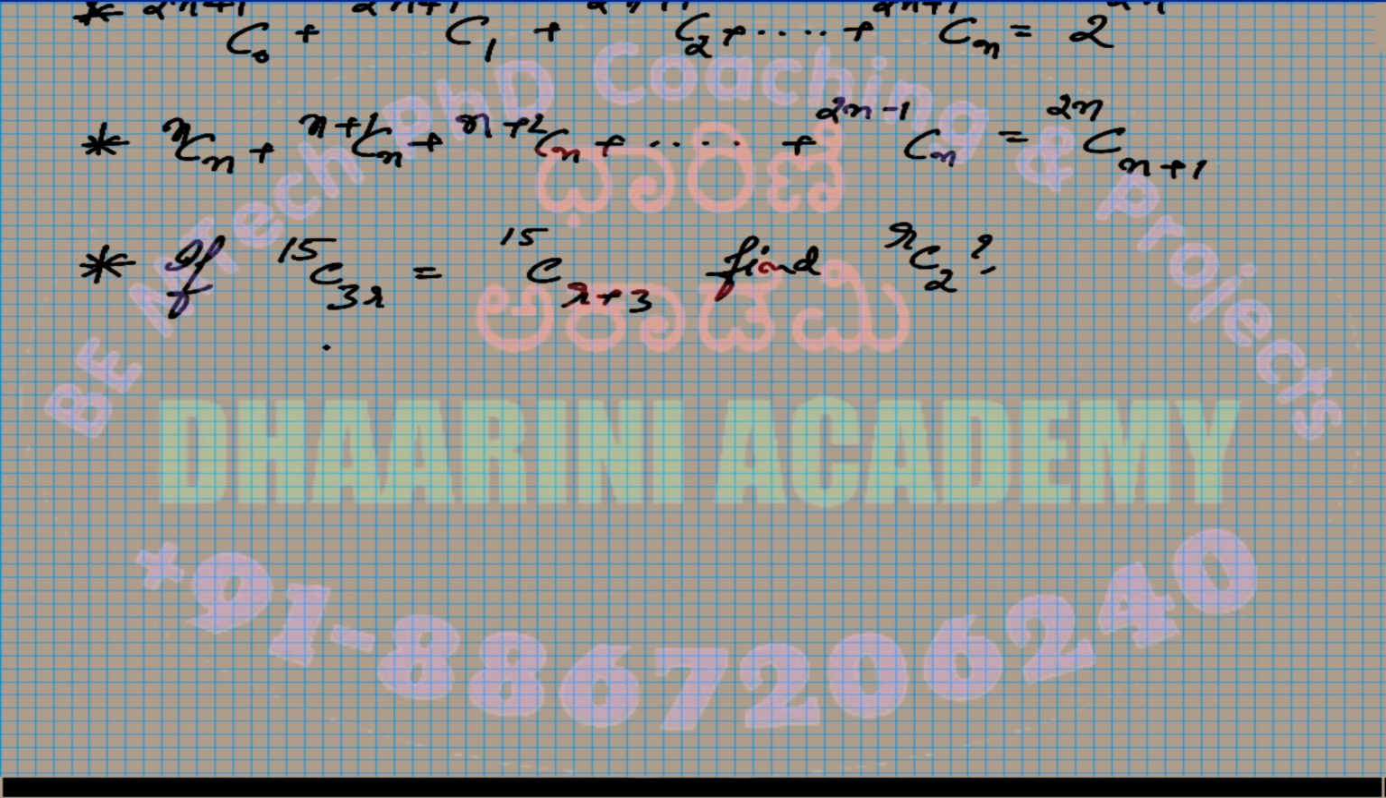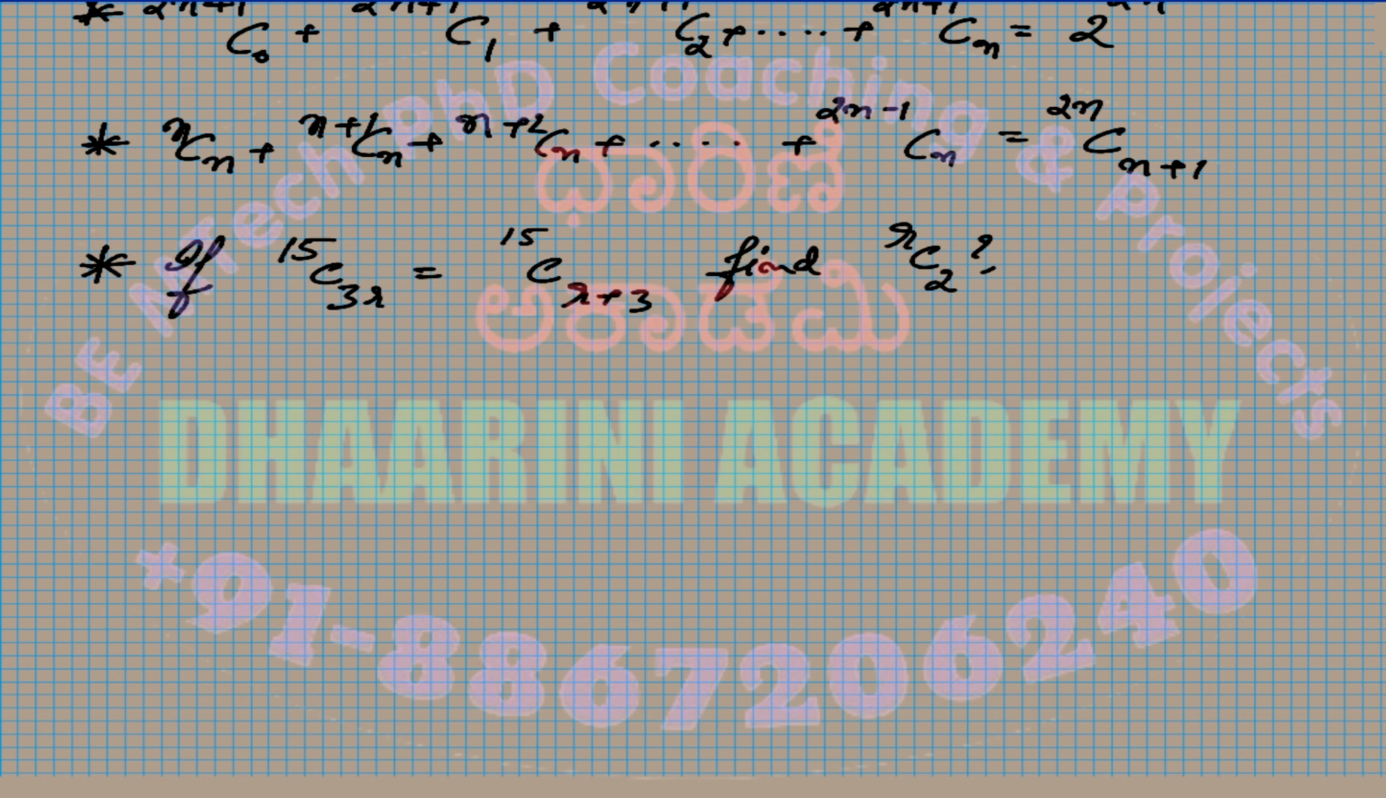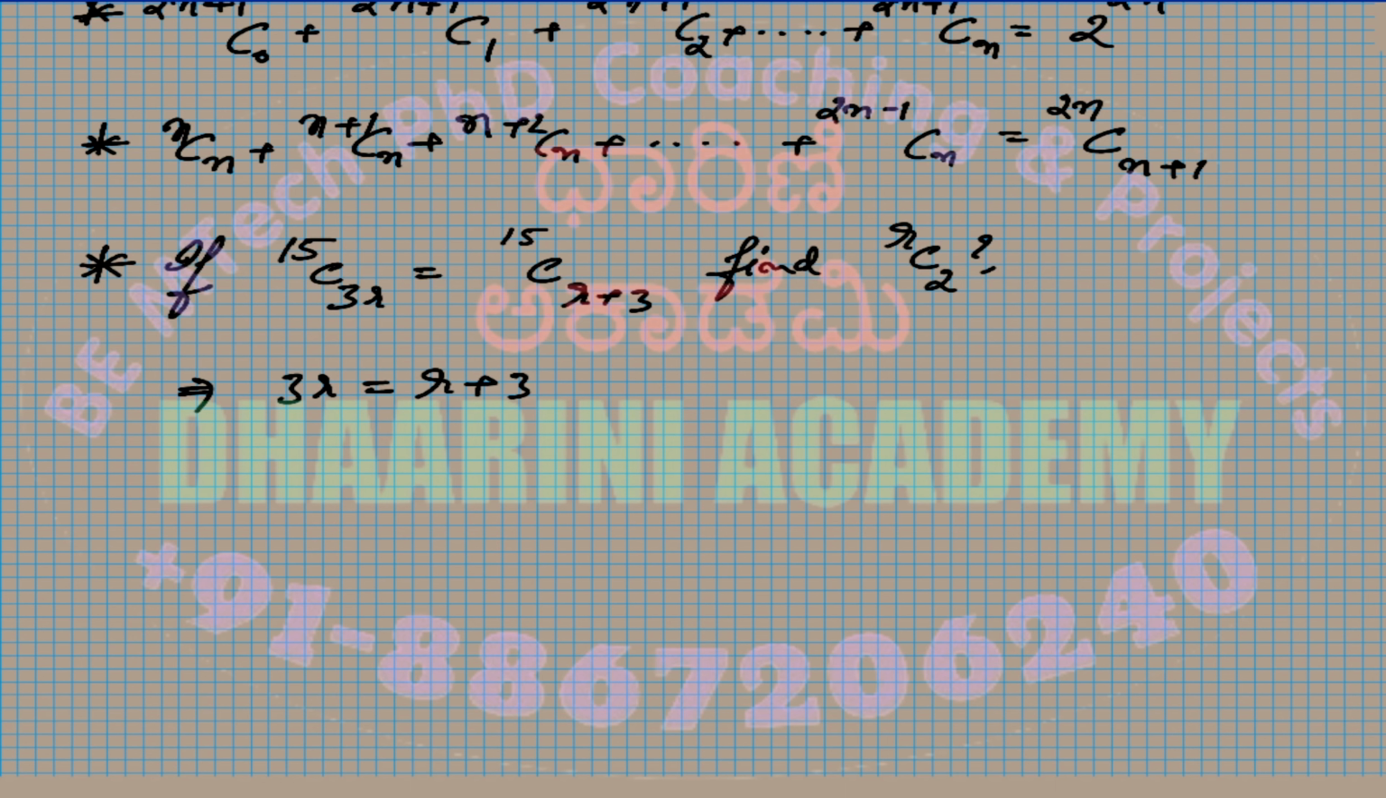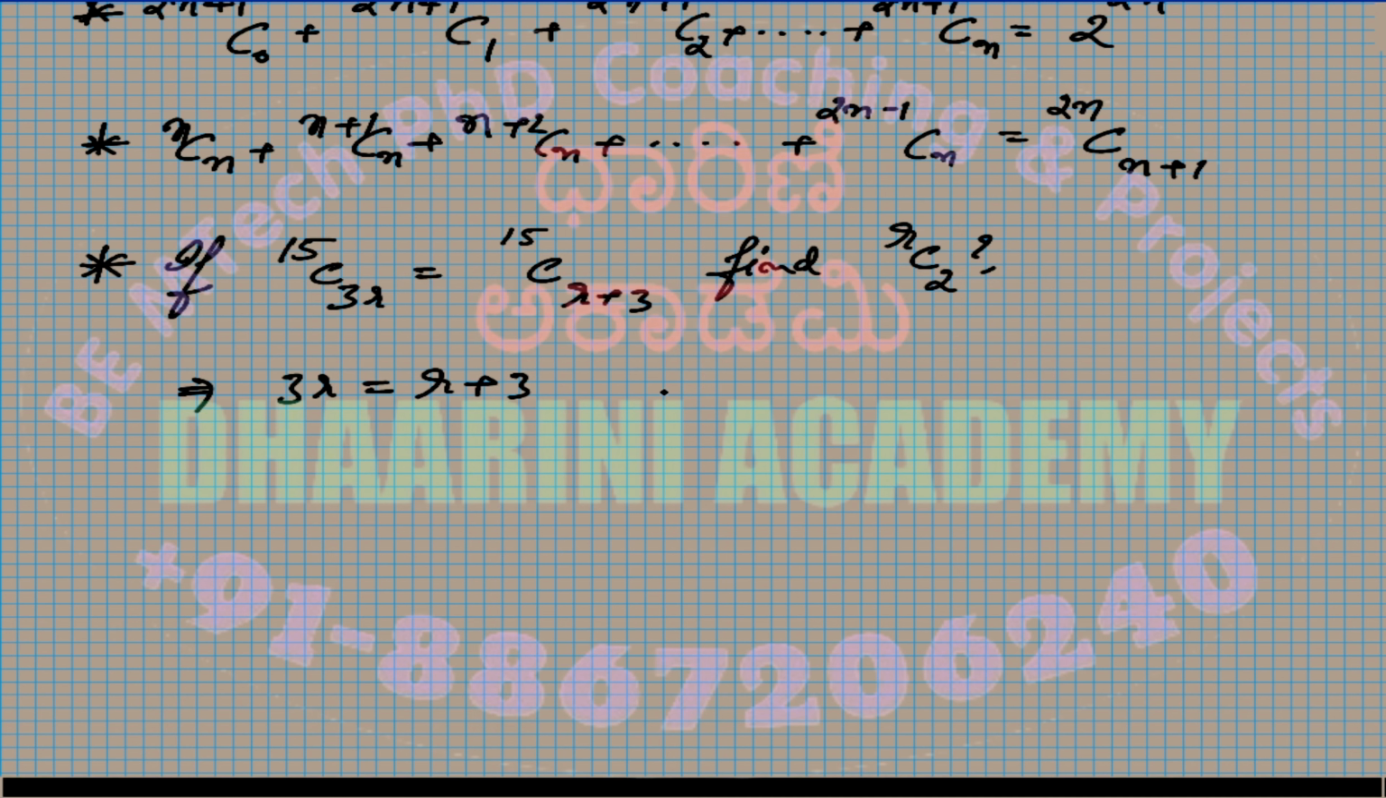So from the given equation, in both the cases they should match, because 15 is common over there. So this basically implies that 3r is equal to r plus 3. So we have two conditions. Either this has to be the same, or the other condition from the property, that either x equals y, or x plus y is equal to n. That is 3r plus r plus 3 should be equal to n, which is 15. Either of them has to hold, correct?